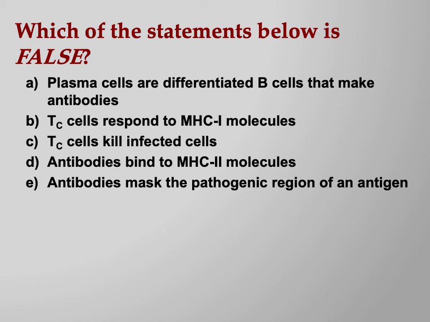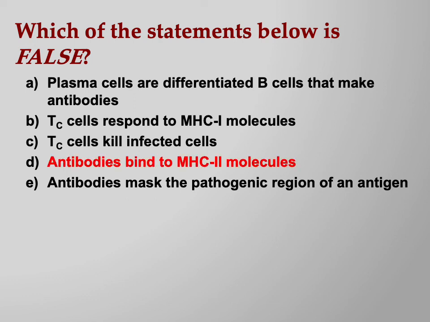All right, which of the statements below is false? A, plasma cells are differentiated B cells that make antibodies. B, cytotoxic T cells respond to MHC1 molecules. C, cytotoxic T cells kill infected cells. D, antibodies bind to MHC2 molecules. E, antibodies mask the pathogenic region of an antigen. Which one of those is false?